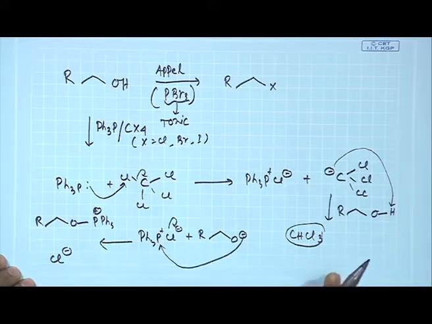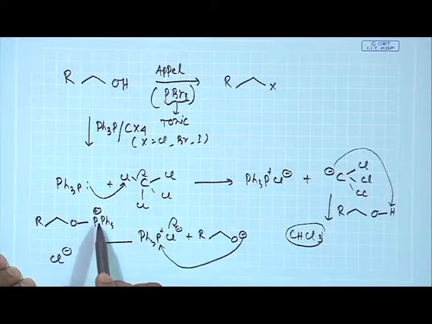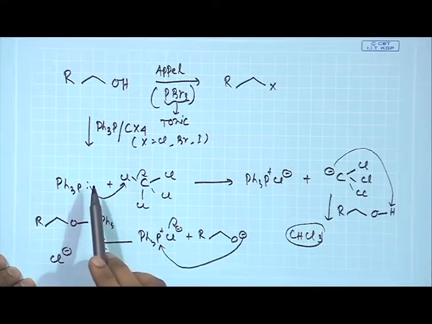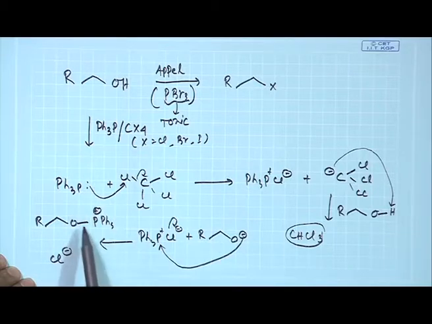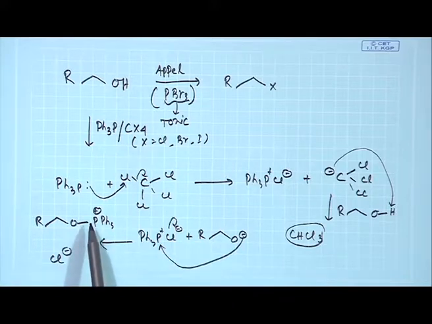As I said, the driving force is making an oxygen phosphorus bond. Remember, we talked about in the Mitsunobu reaction that alcohols are very bad leaving groups. You are trying to make an oxygen phosphorus bond. A similar kind of mechanism will also operate in the Mitsunobu reaction. You might have encountered it in the Wittig reaction also.